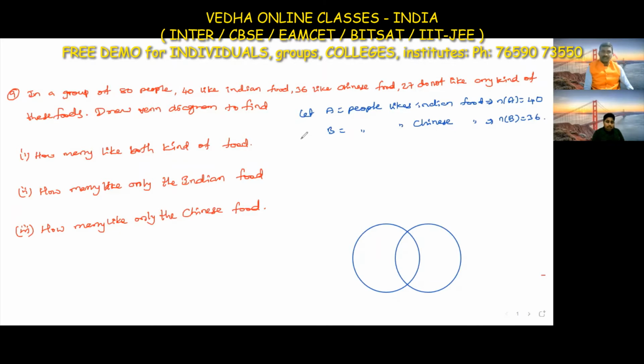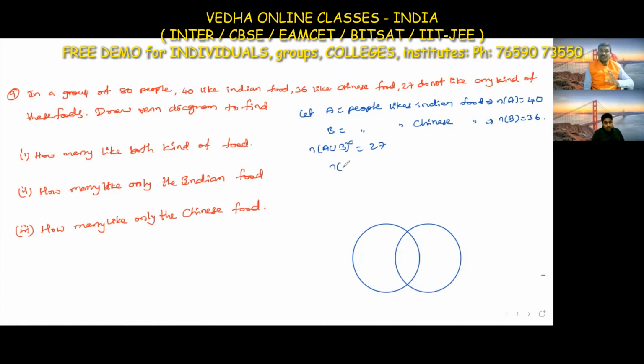Now, 27: is it likes or does not like? 27 do not like any kind of these foods. A union B means likes either A or B or both. Do not like any kind of these foods means the complement of this. The complement of A union B is 27. They don't like any of these foods.